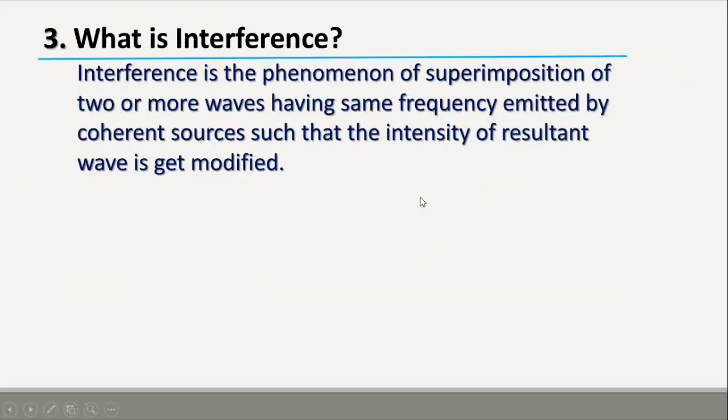Now we move on to the concept of interference. Interference is the phenomenon of superposition of two or more waves having the same frequency, emitted by coherent sources, such that the intensity of the resultant wave is modified.